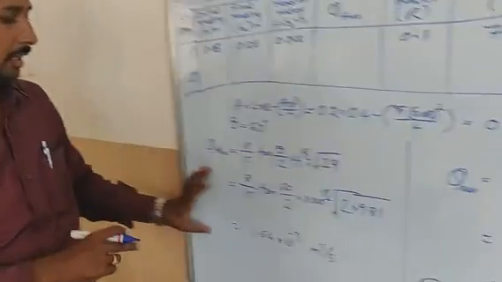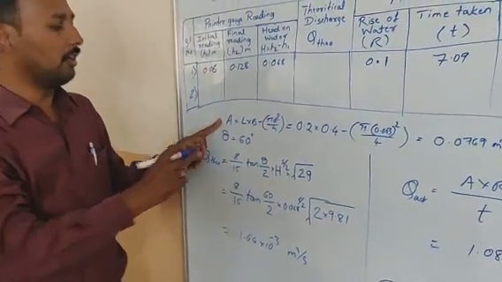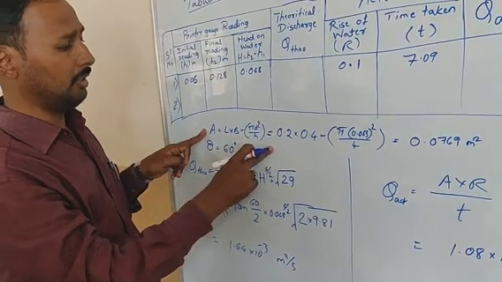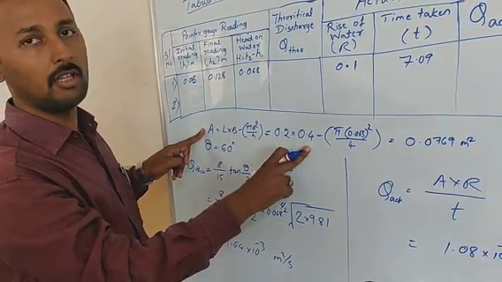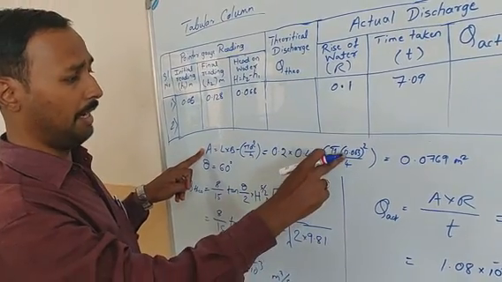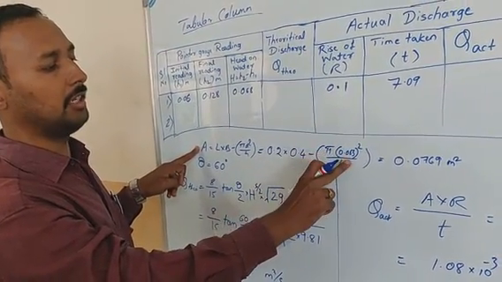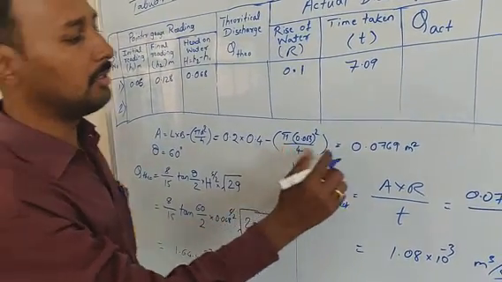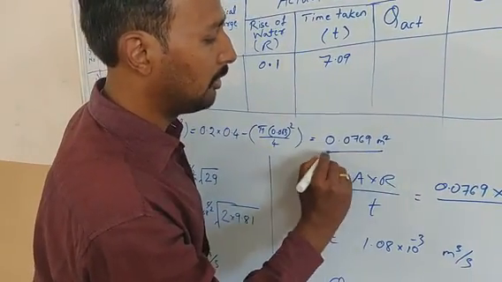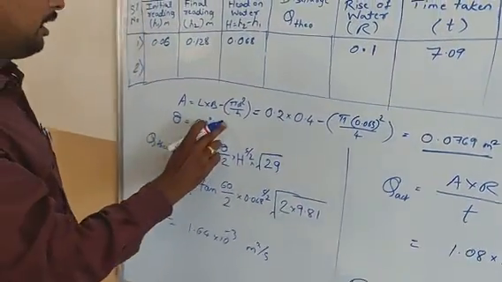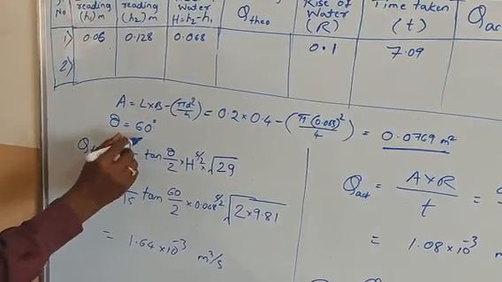This is the calculation. First, we have to calculate the area. Area is equal to length into breadth minus the area of the pipe. It is 20 by 40, means 0.2 into 0.4 minus pi d square by 4, where d is 63 mm, means 0.063 squared divided by 4. That is, area is 0.0769 meter square. And theta is equal to 60 degree.